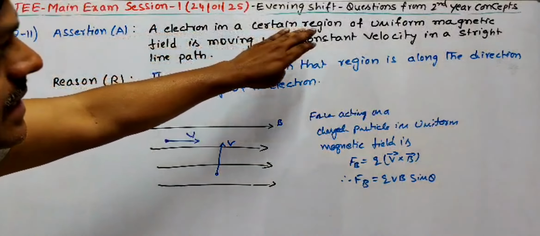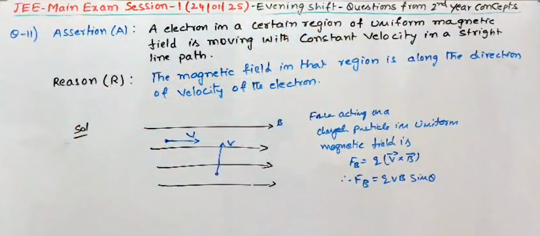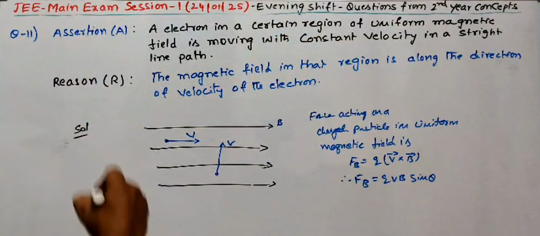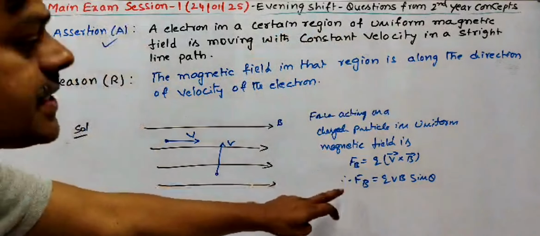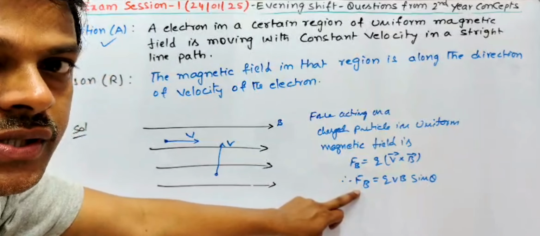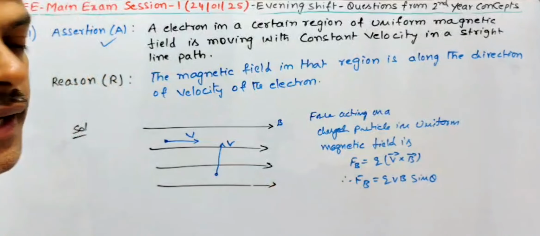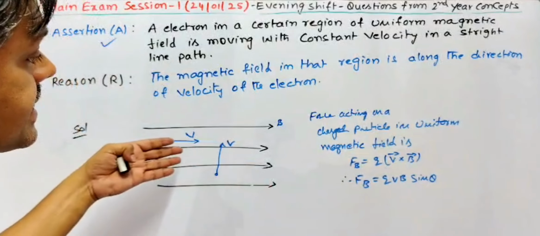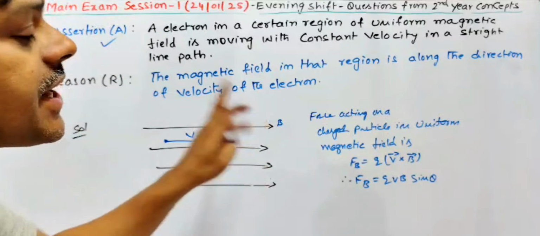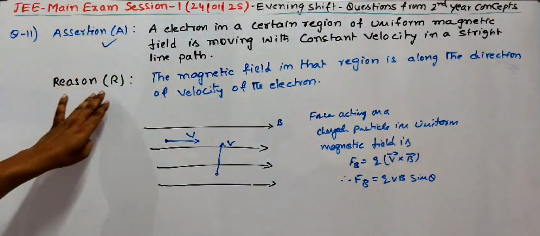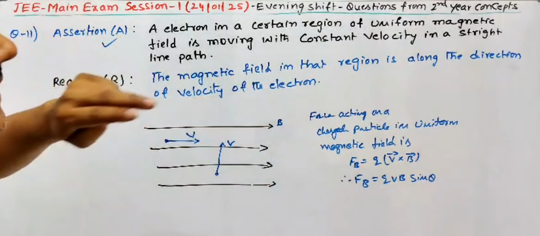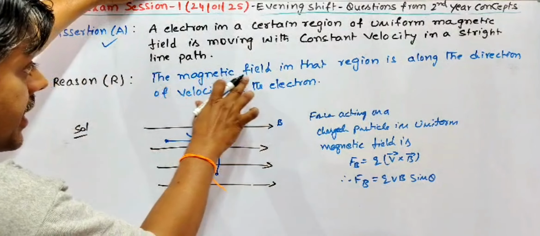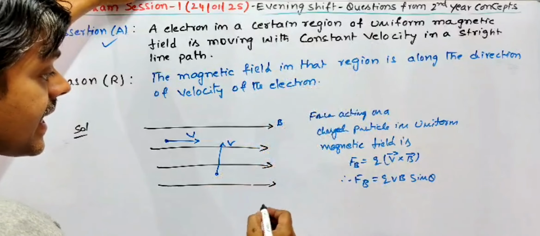Electron in a certain region of uniform magnetic field is moving with constant velocity in a straight line path. It may be correct. Yes, it may be correct according to this one, because it experiences a continuous force. So it is moving in a particular path. It depends on in what path, in what way, with what angle it is supposed to be entered with respect to the magnetic field. So it is correct. Next, reason: the magnetic field in that region is along the direction of velocity of the electron.